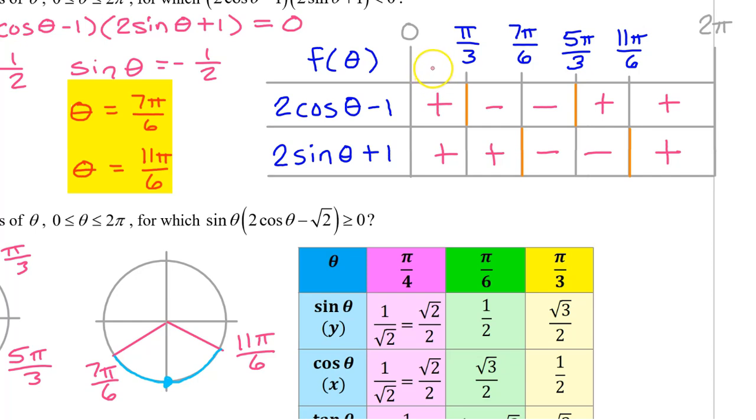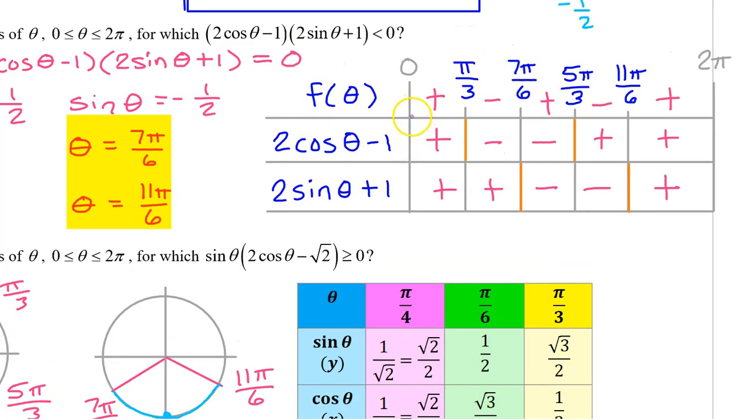Now let's record the overall sign of f of theta in each of these 5 intervals. A positive times a positive is positive. So that'll be positive here and here. A negative times a positive is a negative, so these two intervals will have f of theta being negative. A negative times a negative is a positive, so f of theta will be positive right here.